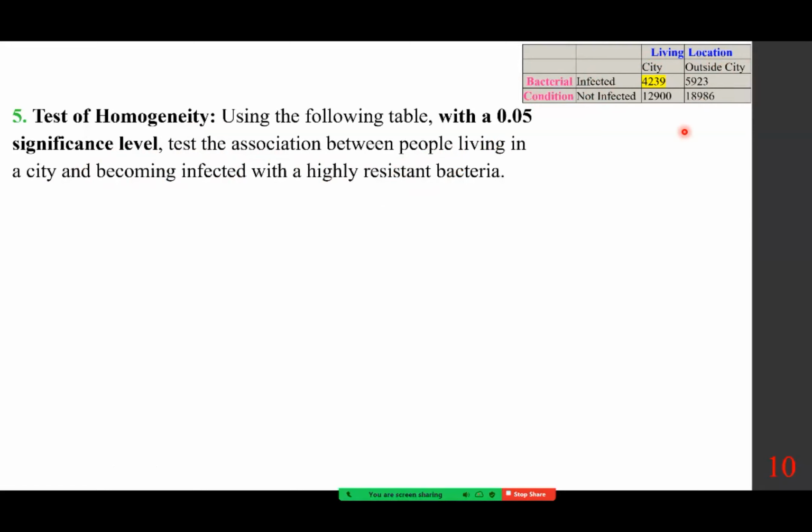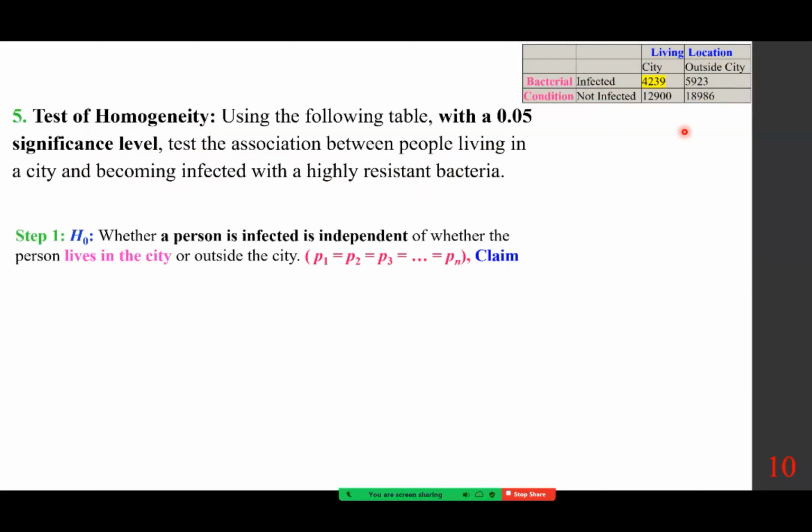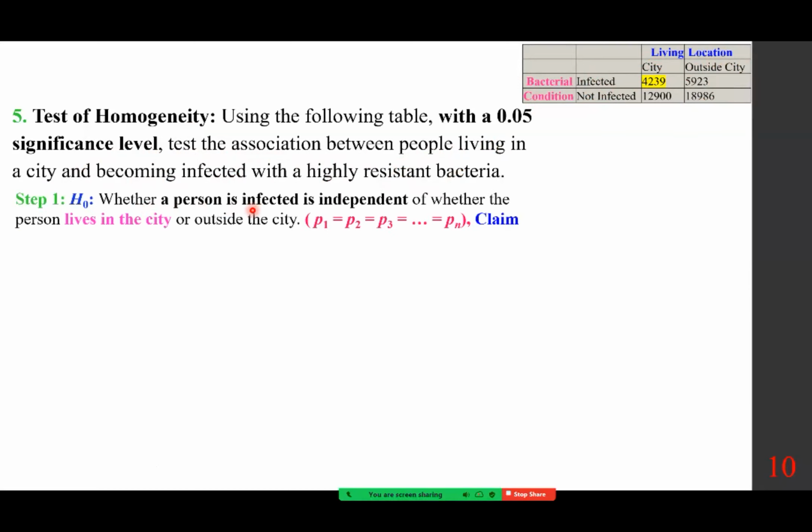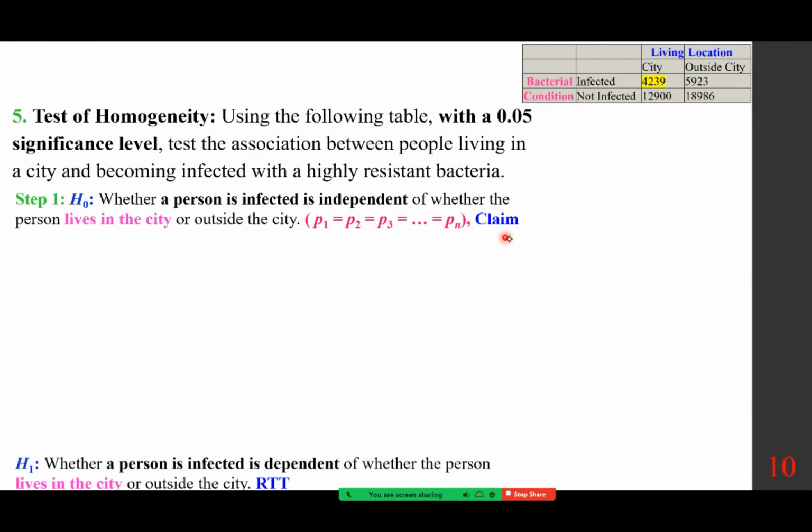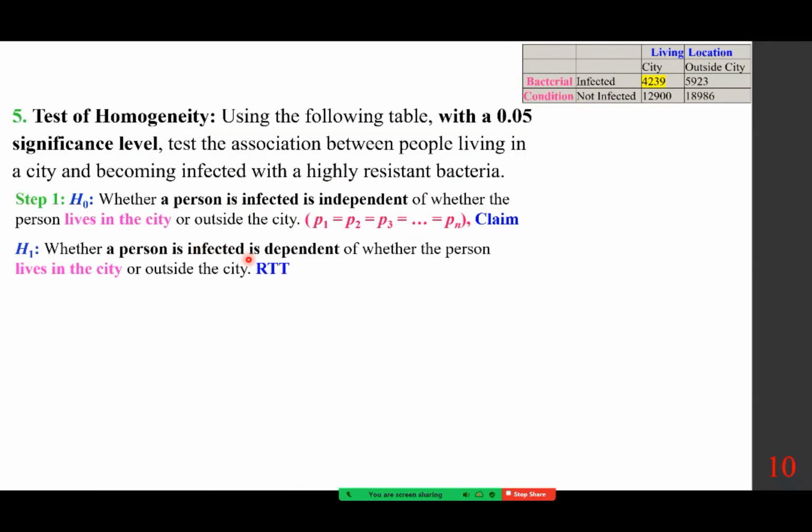And again, we're going to go through the process. H0: whether a person is infected is independent of whether the person lives in the city or outside the city, or they have the same proportion, and that's the claim. H1: whether a person is infected is dependent on whether the person lives in the city or outside the city, which makes it a right-tailed test.